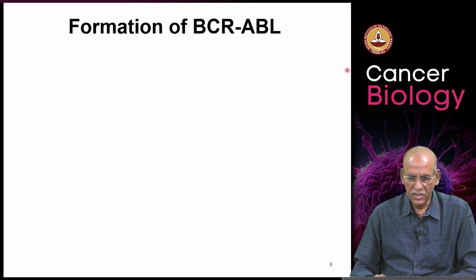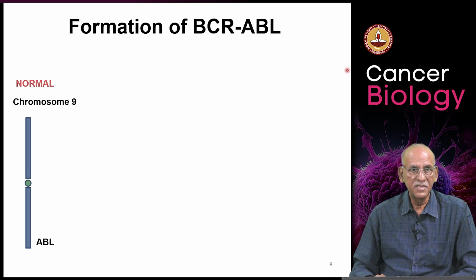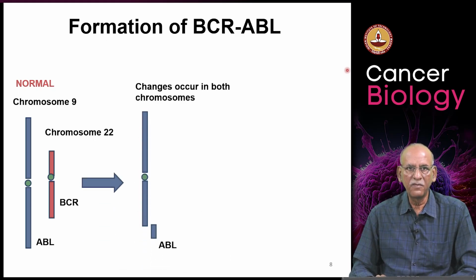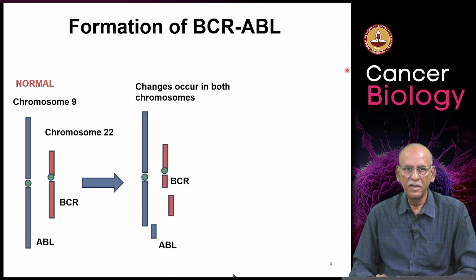I will show you how this BCR-ABL is formed. Let us look at it. Let us say this is normal chromosome 9. The blue portion at the bottom is the ABL gene. It is present there. Let us say this is chromosome 22. I have given a different color, and BCR is there. Now you see what happens in the so-called Philadelphia chromosome. Changes occur in both chromosomes. You see that ABL, a bit comes out, and BCR is also broken. Now there is translocation. You will see that.